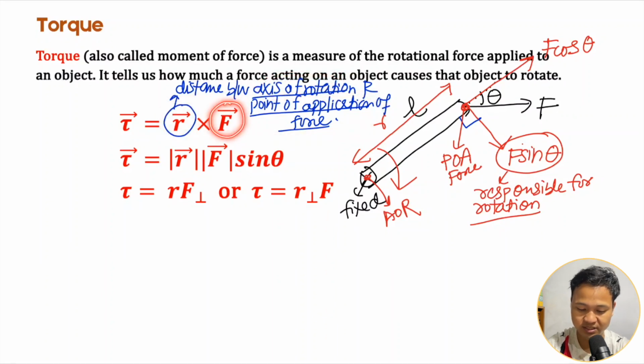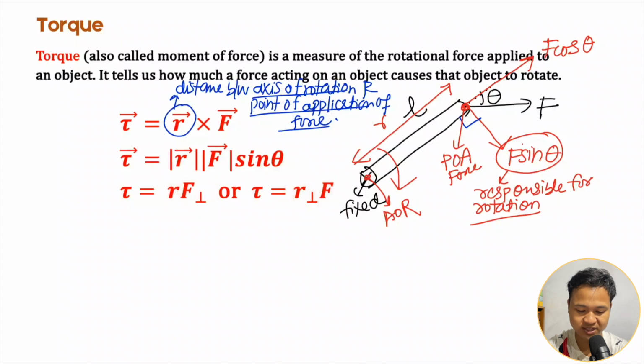It is the perpendicular component of force. Cross product, see, it is always: if you have a cross product of these two, they always become perpendicular. So in a cross product, r into one of them will be perpendicular, r into f perpendicular, or r perpendicular into f.